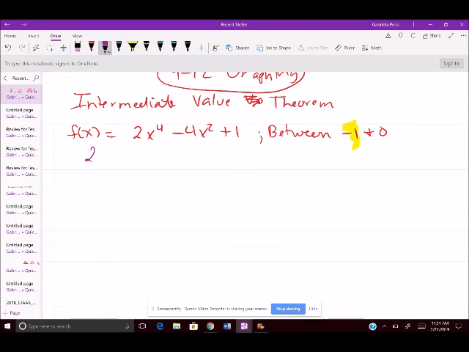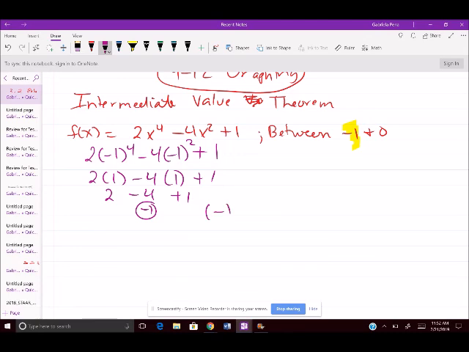So I come here to -1 to the 4th minus 4 times the -1 squared plus 1. What is -1 to the 4th? Does it end up being positive or negative? Positive 1. And then -1 squared is also a positive 1. This is 2 minus 4 plus 1. And what do I get? Yes. A -1, right? So when I do a -1, I get a -1.